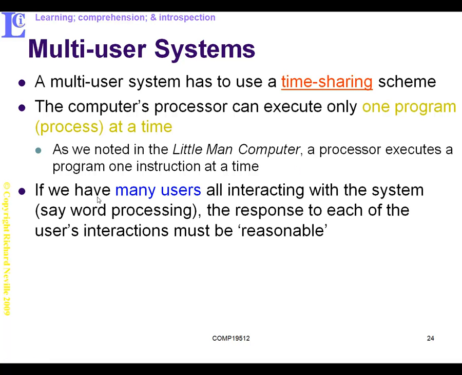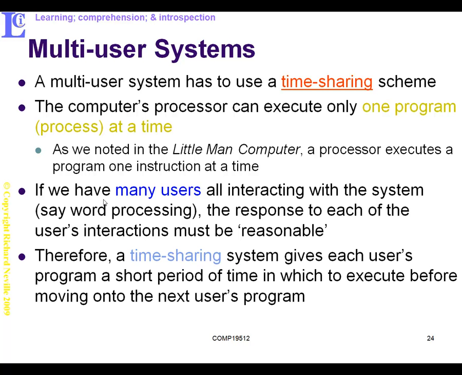But if we do have many users, we need to be able to respond to a user's interaction, and for the user to think, well, there's no time delay and I can't see any difference. It looks like I have total control of the machine. So it might be one user word processing, and it might look and feel as if there's no delay, but there might be behind the scenes. So the concept we're talking about is that the system itself, or the computer, is actually time sharing the resources.